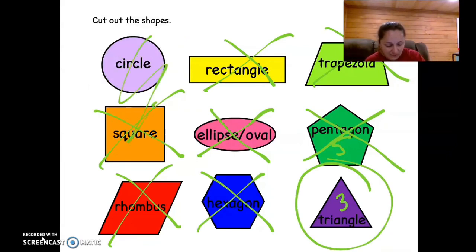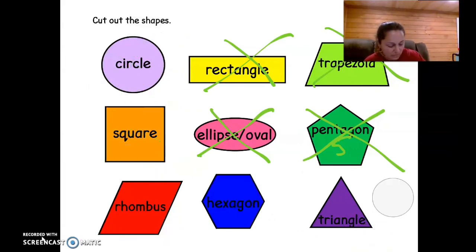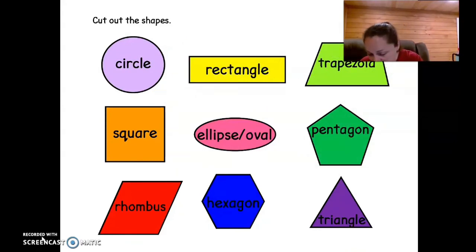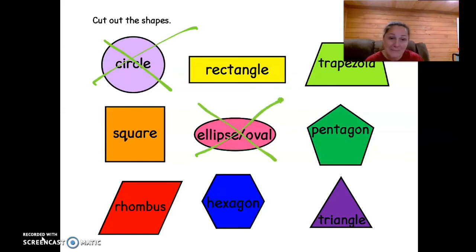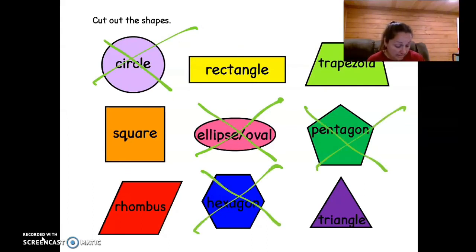All right, let's do a difficult one. Let's see. It says, I am a quadrilateral. Let's start eliminating. Quadrilateral, rectangle, yes. Trapezoid, yes. Square, yes. Ellipse, nope. Pentagon, nope. Hexagon, nope. Triangle, nope. They are not quadrilaterals. Then it says, I always have 2 pairs of parallel lines. 2 pairs of parallels. That eliminates our trapezoid.